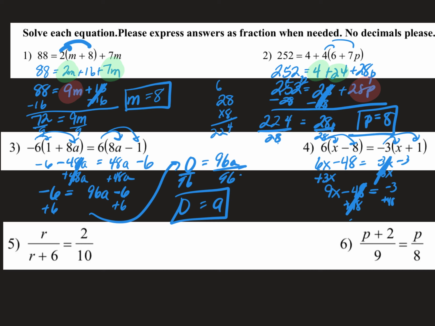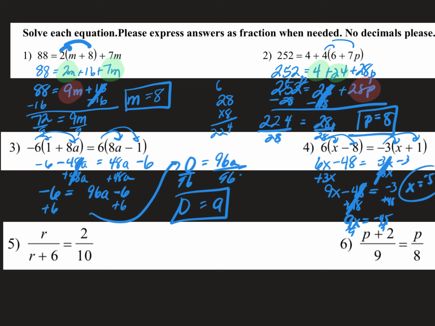And then when you get to this next step, 9x equals negative 45, you want to get x alone. It's being multiplied, so you divide to get it alone. So that's those inverse operations. So x equals negative 5. Negative 5 times 9 is negative 45.